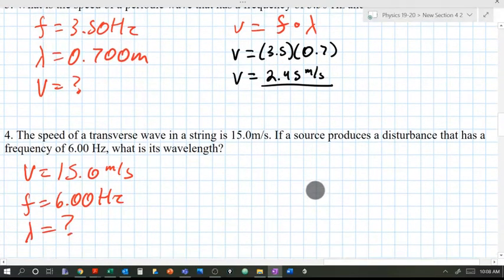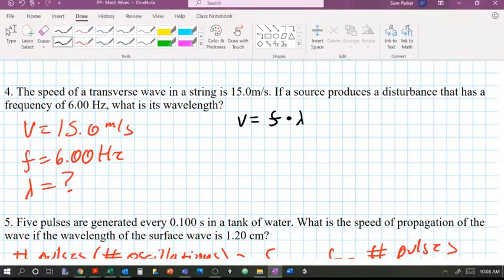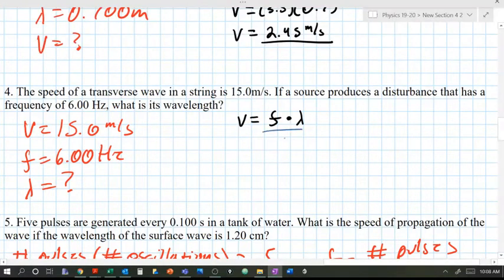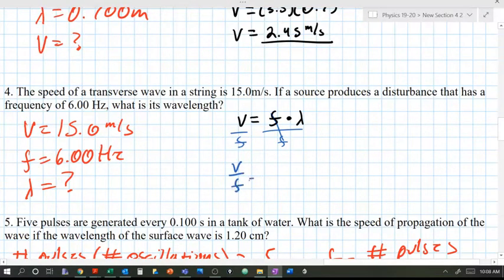In number 4, I'm giving you the velocity of a wave and its frequency, so we have to find the wavelength. So we use our wave speed equation, velocity equals frequency times wavelength. Isolate for our unknown, so divide by the frequency, and we get that velocity divided by frequency equals wavelength. So that's going to be 15 divided by 6. So we're going to get a wavelength of about 2.5 meters.